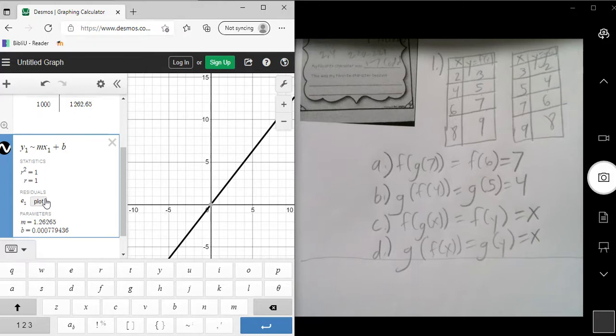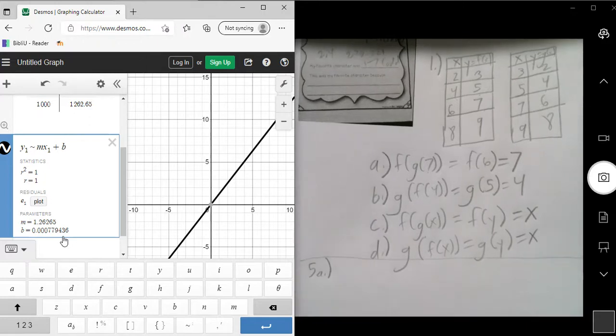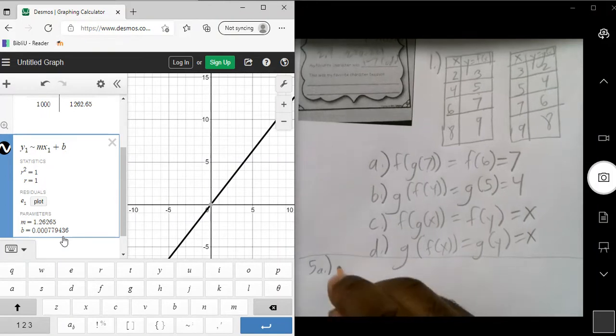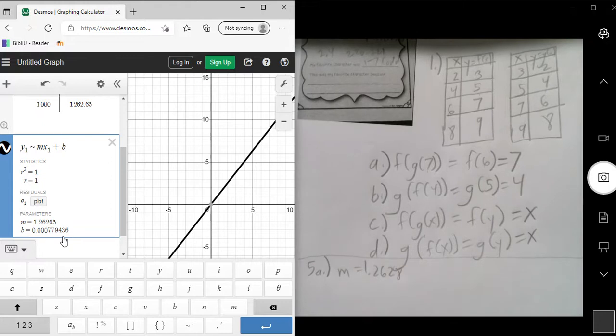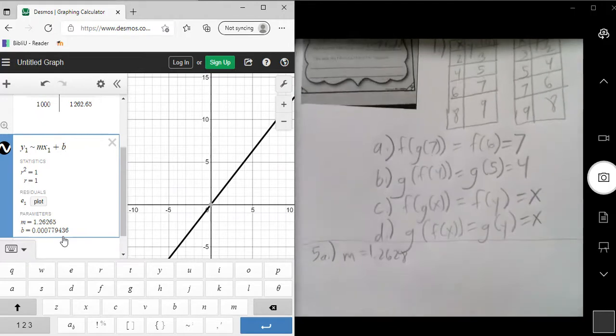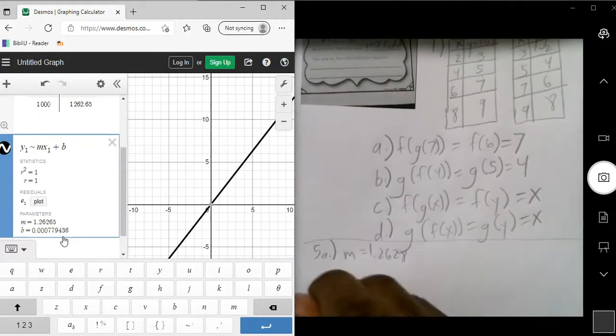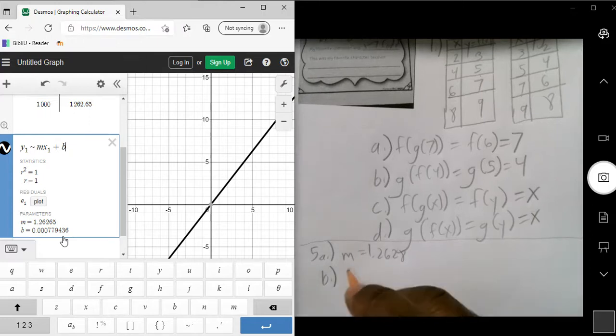Yes. Okay, so now they give us the slope and the y-intercept here. With 5a, the slope for the f function is 1.2628 if we round to 4 decimal places. That would be the slope for a, dealing with the f function. We're going to get to the g in a second, but let's answer all of the f portion first. B says, what is the practical meaning of the slope in this situation?